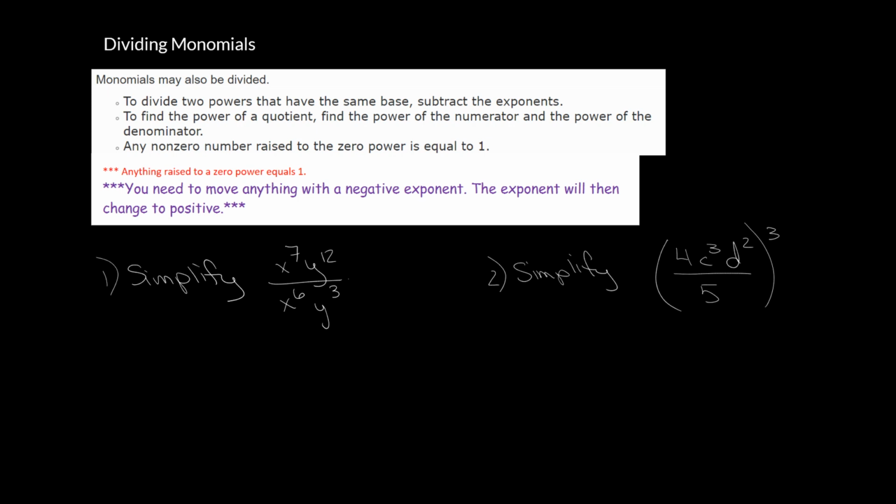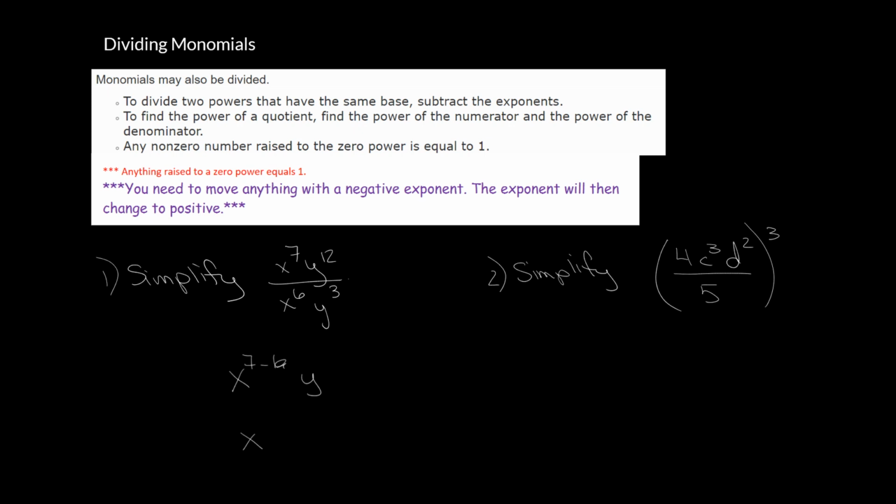All right, so in number 1, we've got x to the 7th, y to the 12th, over x to the 6th, y cubed. So we're going to look at the numbers with the same base. So x to the 7th and x to the 6th. What you're actually going to do is go x to the 7th minus x to the 6th, which equals x to the 1, or just x.